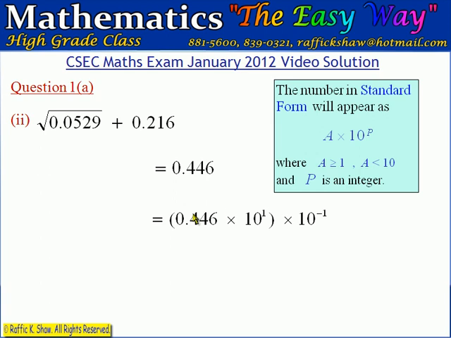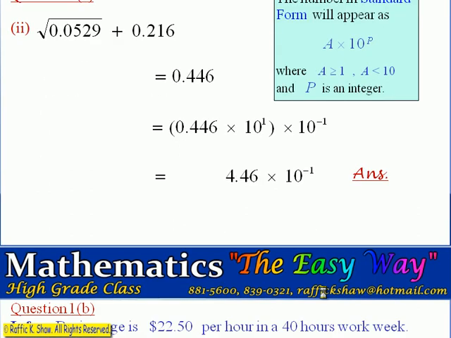So when we execute this calculation in here, we end up with this, and then this 10 to the minus 1 comes back here, and there we have placed 0.446 in standard form: 4.46 times 10 to the minus 1. So that's the answer for part 2 of question 1a. Now let's move down to question 1b.